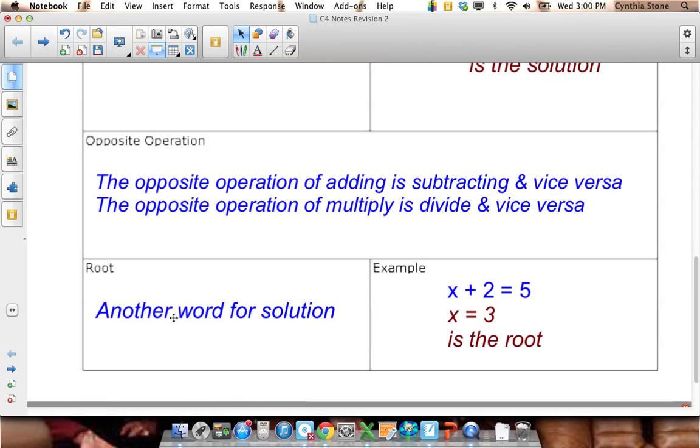The other thing is when I say root, root is just another word for solution. I don't use that word very much, particularly in this course. I don't think it's that relevant, but sometimes the textbook questions will use the term root, and that's all they're saying. If they say find the root, it just means find the solution. Same thing. You can worry about root more in the grade 10 course with parabolas.